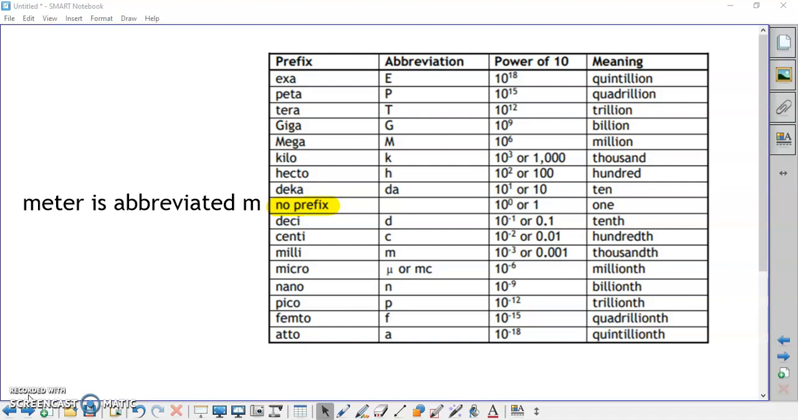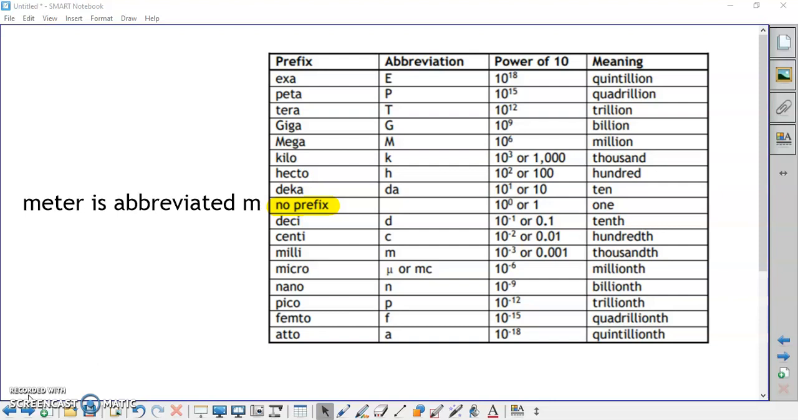Going smaller than a meter, a decimeter would be 1/10 of a meter. A centimeter would be 1/100th of a meter. A millimeter would be 1/1000th of a meter. And then we even have micro, which is 1/1000th of a meter. And then a nano, which is 1/100000th of a meter.